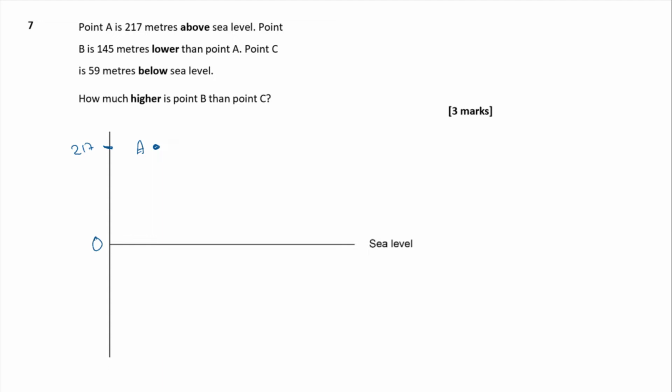B is 145 meters lower than point A. Okay, so what is 217 take away 145? That's 72. So I'm just going to write that down. 217 minus 145 equals 72.